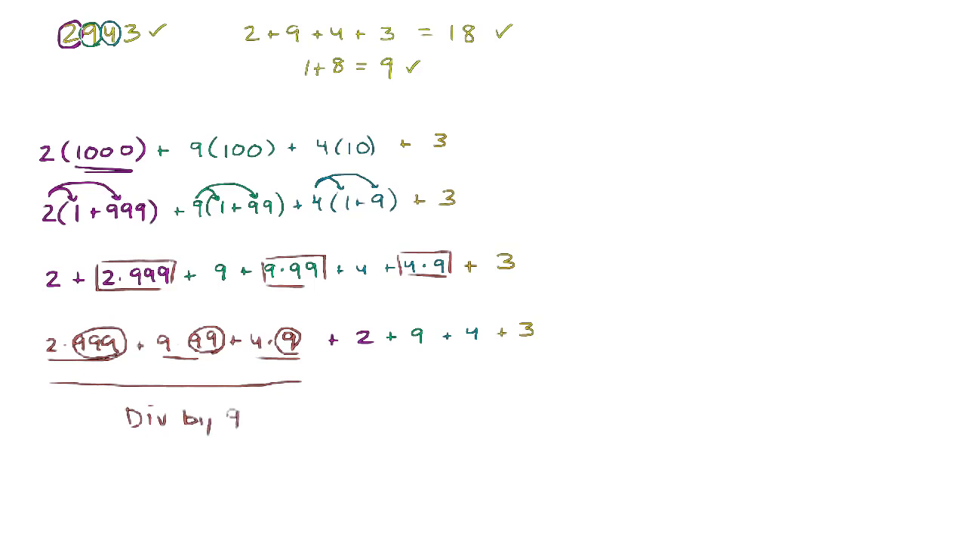And so all I did is I rewrote 2,943 like this right over here. In order for the whole thing to be divisible by 9, this part definitely is divisible by 9. In order for the whole thing, the rest of this sum has to be divisible by 9 as well. So in order for this whole thing, all of this has to be divisible by 9.